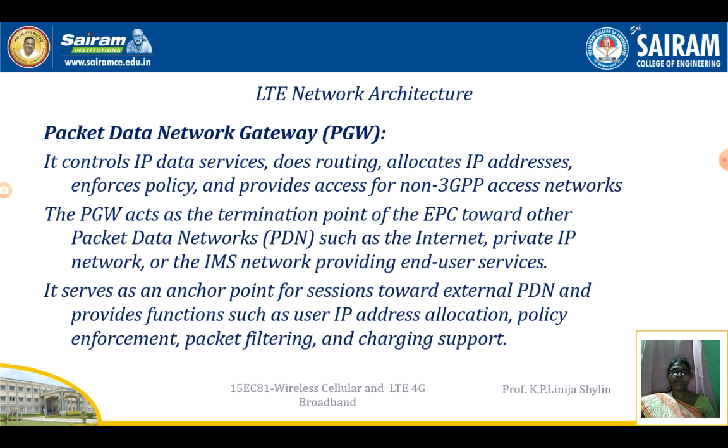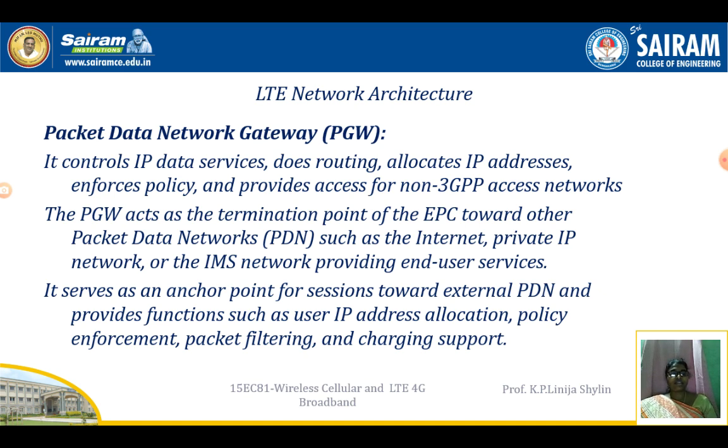The next we will see the packet data network gateway. In the packet data network gateway there are specific functions: it controls the IP data services and also allocates the IP addresses. Followed by that, it will enforce the policy. Already we have seen that PCRF is the policy charging. So this gateway will enforce the policy, and also provide access for non-3GPP access networks.